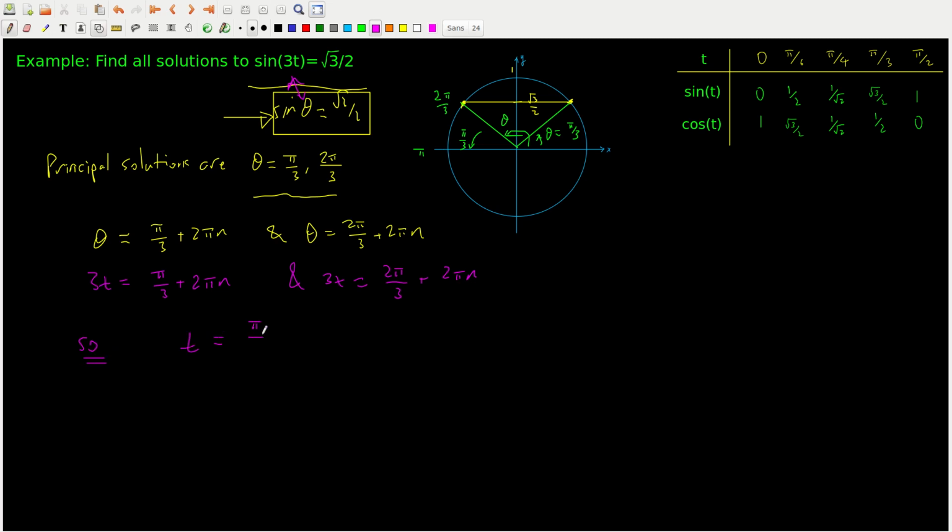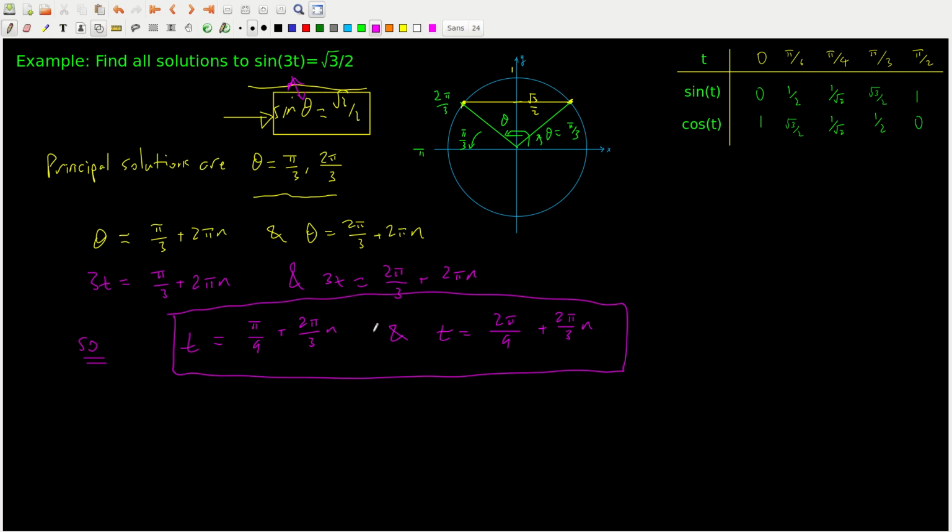So my solutions for t I get by just dividing through. Pi over 3 divided by 3 is pi over 9. And then we've got 2 pi over 3 n. And the other one is t equals 2 pi over, well, I'm dividing this 3 over, so it's 2 pi over 9, plus 2 pi over 3 times n. And those two sets of solutions give me all of the solutions to the equation.